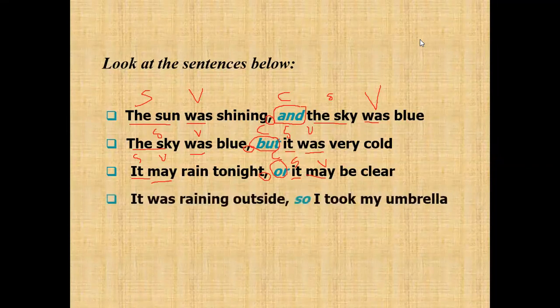The last example. It was raining outside, so I took my umbrella. It is the subject, was is the verb. There is a coordinate connector so. Before that, there is a comma. After that, the subject is I, and then the verb is took. So from those examples, it means that there are two subjects and two verbs that are connected by a coordinate connector.